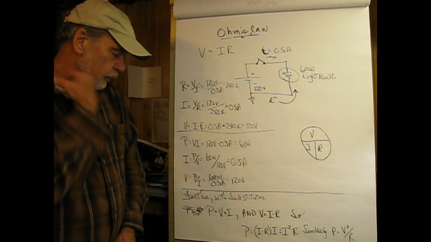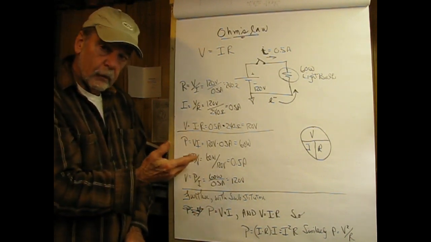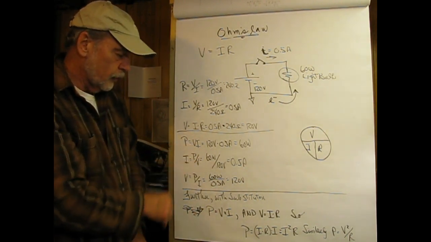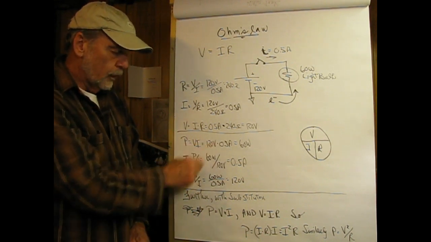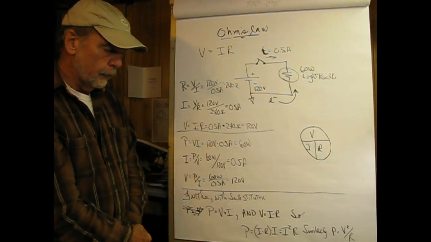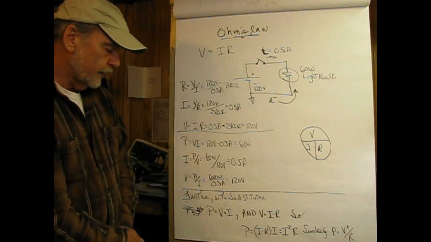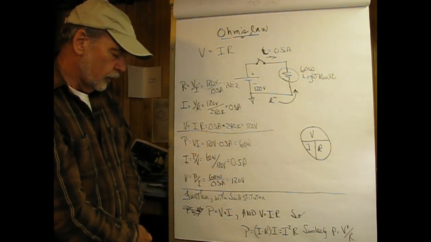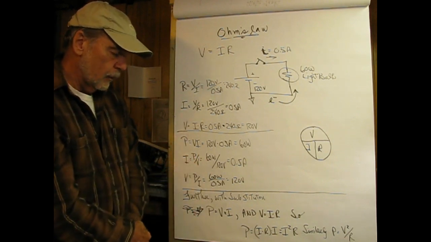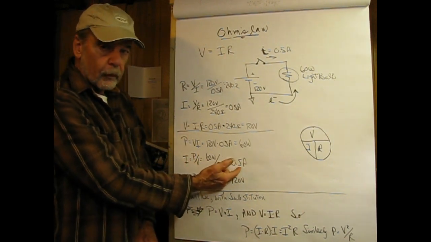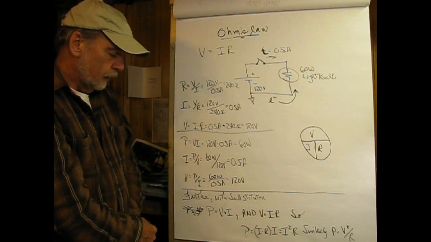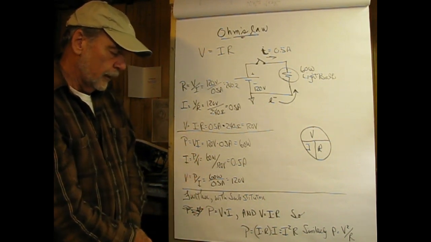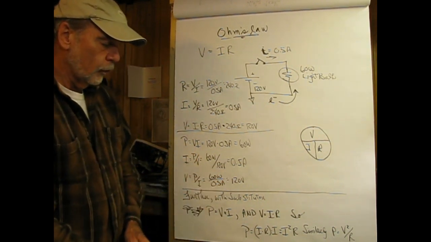Also, we have the concept of power, and the fundamental equation for that is P equals V times I. In this case, 120 volts times 0.5 amperes would give us our 60 watts. And likewise, we can solve for different variables in this. The current would be equal to the power divided by the voltage, which would be 0.5 amperes, and the voltage would be equal to the power divided by the current, which would be 120 volts.